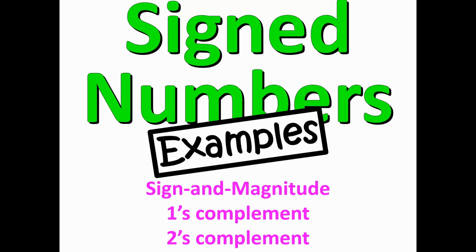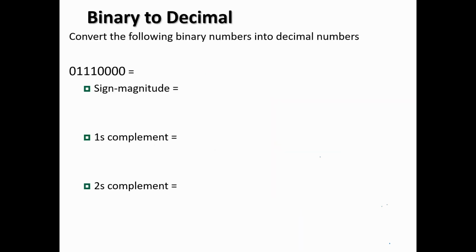In this video, we're going to continue the examples, but now we're going to convert from binary to decimal. So first, we need to decide if this is a positive number or a negative number by looking at the first bit. If the first bit is a zero, then we know that it's a positive number, okay? And if it's a positive number, we just need to convert this into decimal, and that's it.